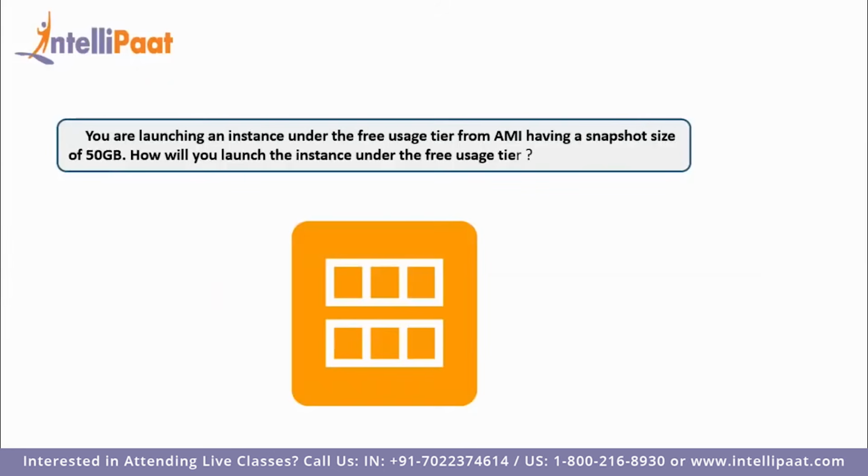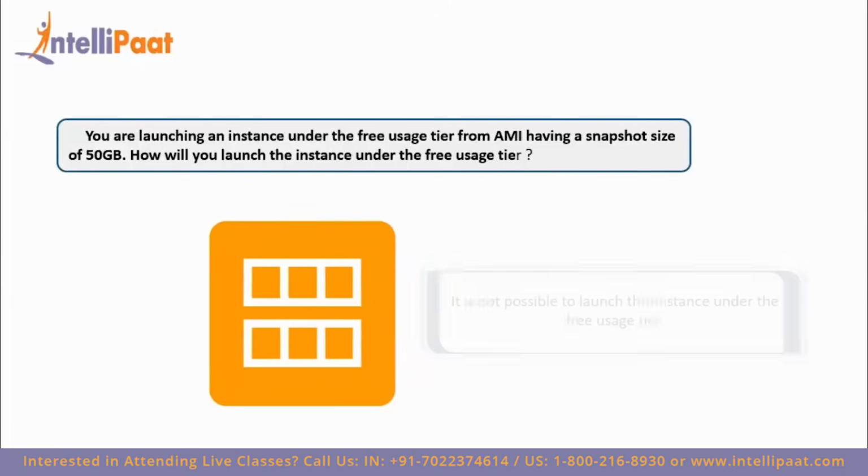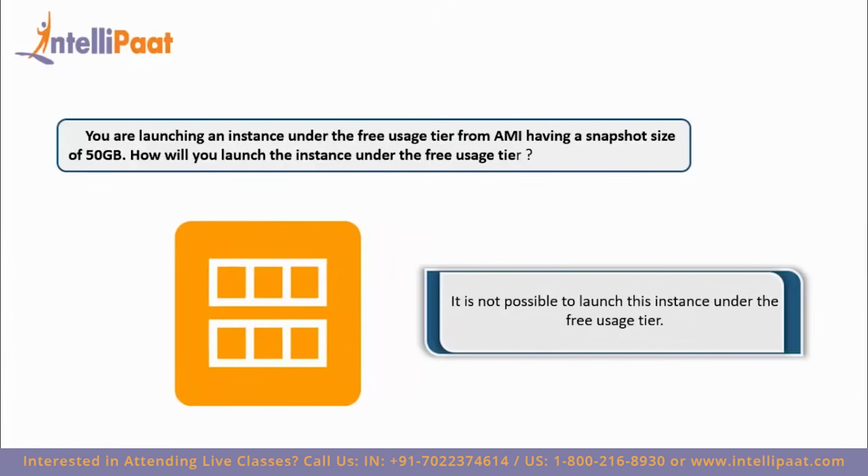Moving further, our question says you're launching an instance under the free tier usage from an AMI having a snapshot size of 50 GB. How will you launch the instance under free usage tier? So the answer for this question is pretty simple. It is not possible, right? You have a limit on how much of snapshot size you can use that would fall under the free tier. 50 GB is a size which will not fall under the Amazon free tier rules, and hence this is not possible.